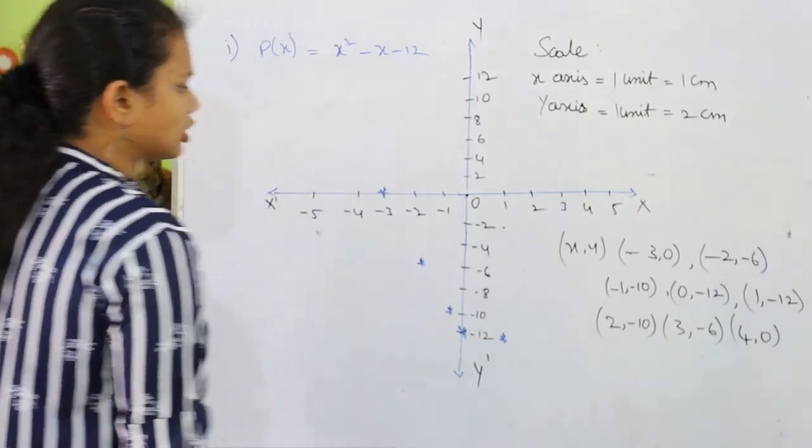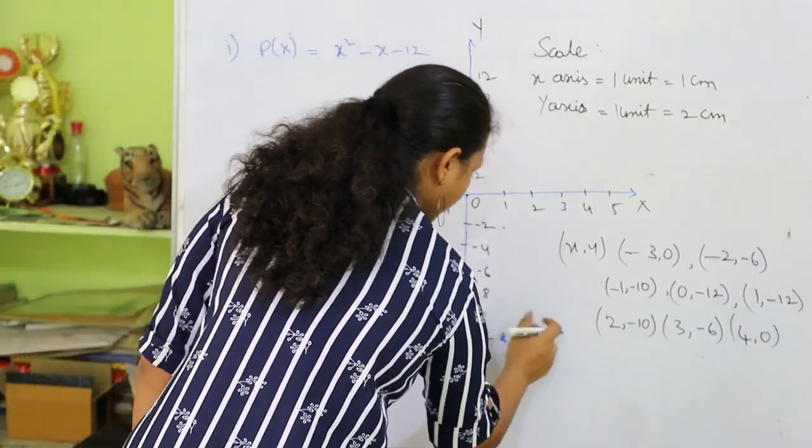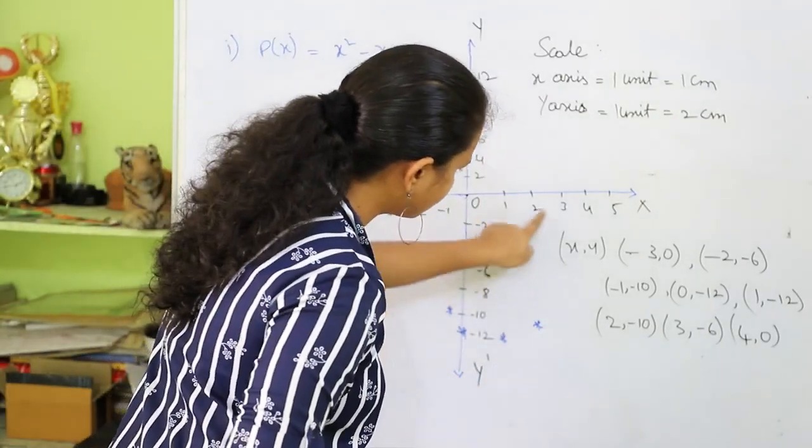Next 2 comma minus 10. 2 is at x-axis, minus 10 at y-axis. So here 2 comma minus 10. Somewhere over here, this will be the point. Clear?